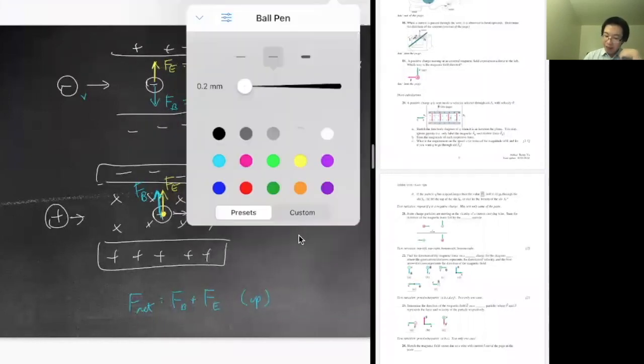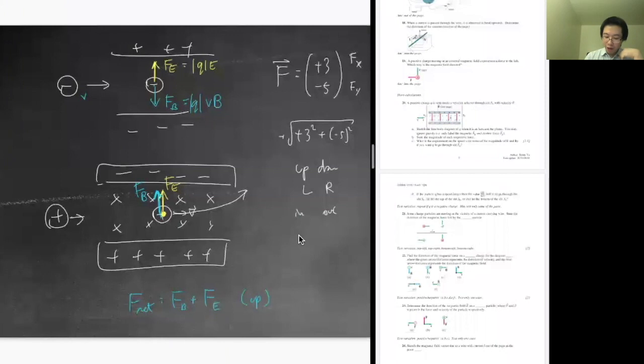If you do get gravity as well, probably in this test or exam we're not going to include gravity, but if you do, it's not a difficult problem. You just add that up, right?